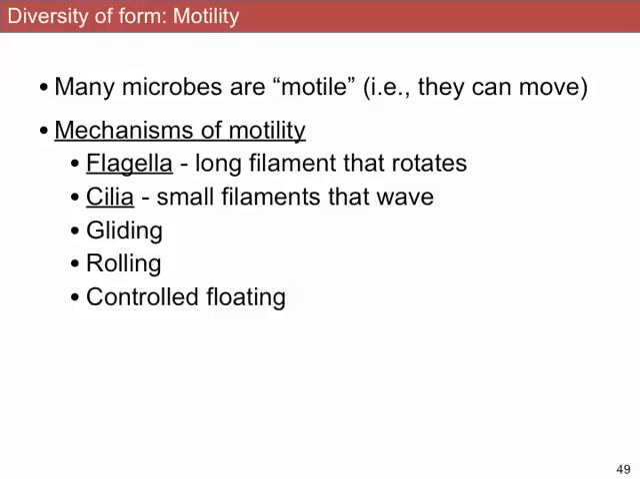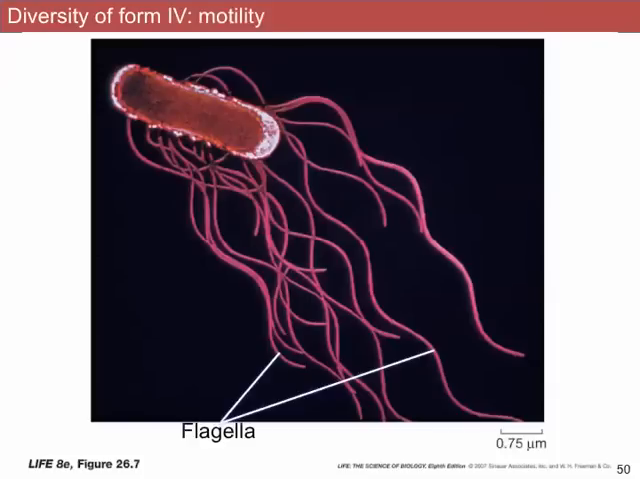There are also organisms that glide. There are others that tumble and roll. And a lot of them, especially aquatic ones, control the depth that they're at by using gas bubbles, sort of like submarines can change their buoyancy by changing the amount of air or water they have inside these bubbles.